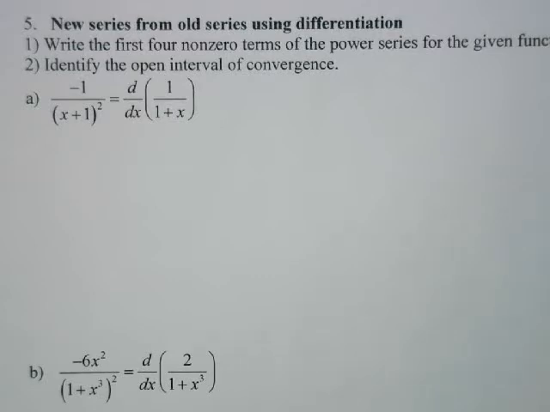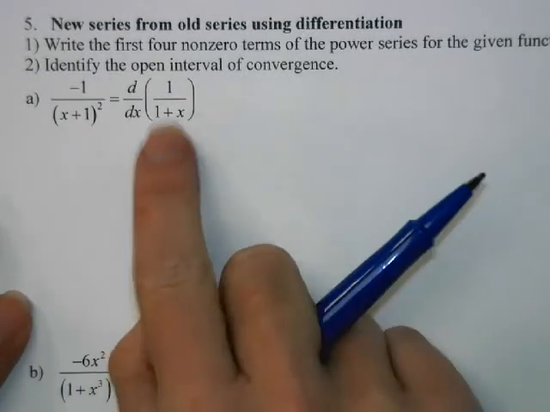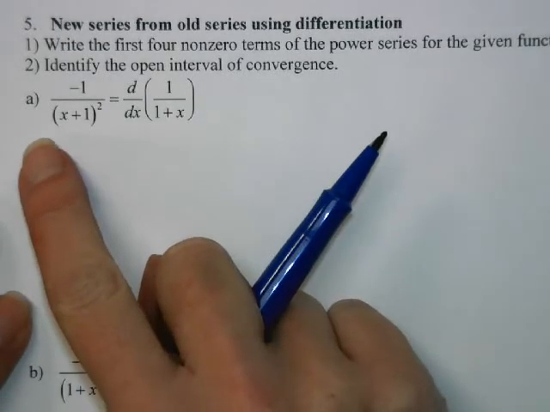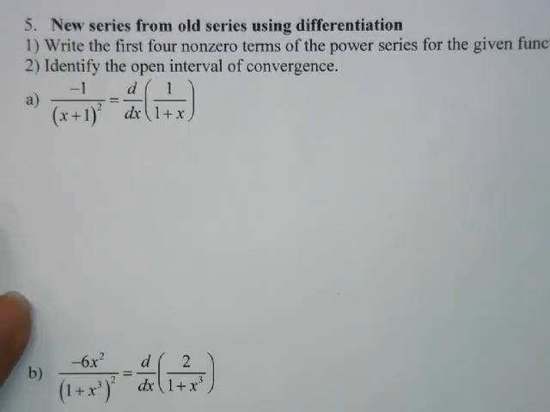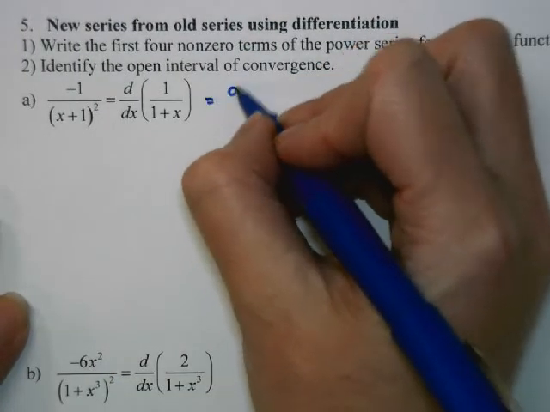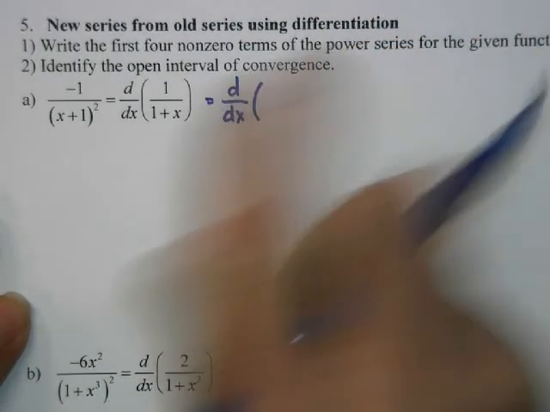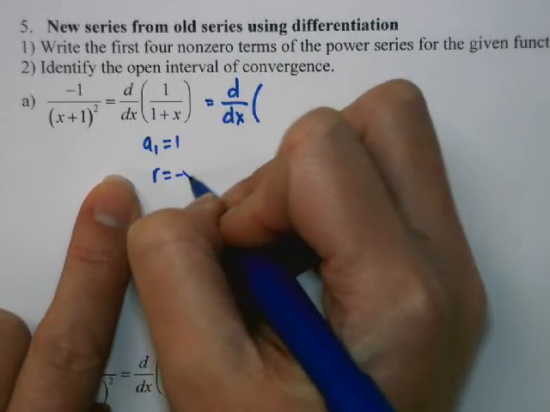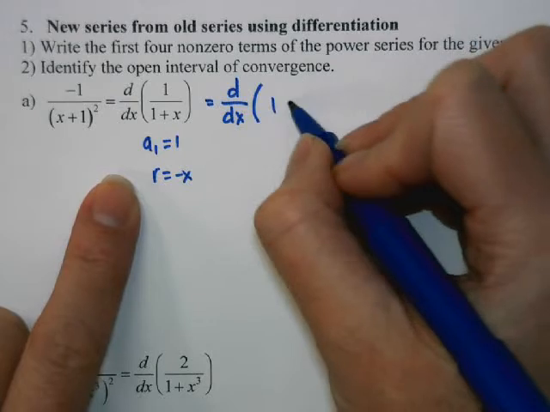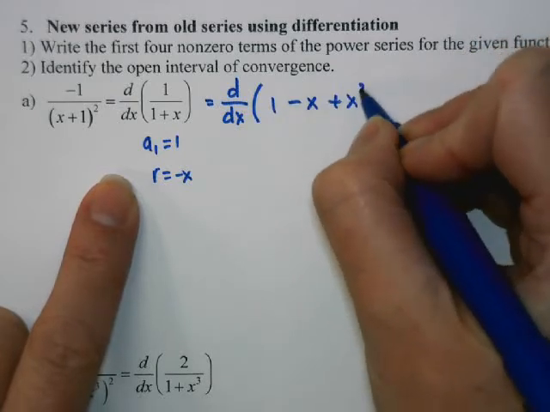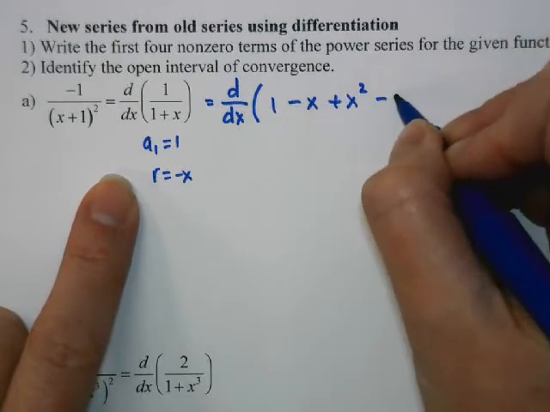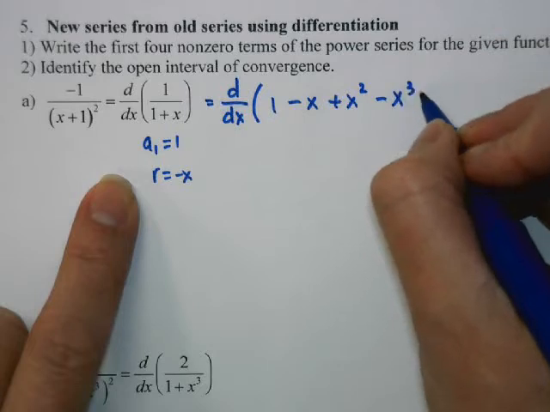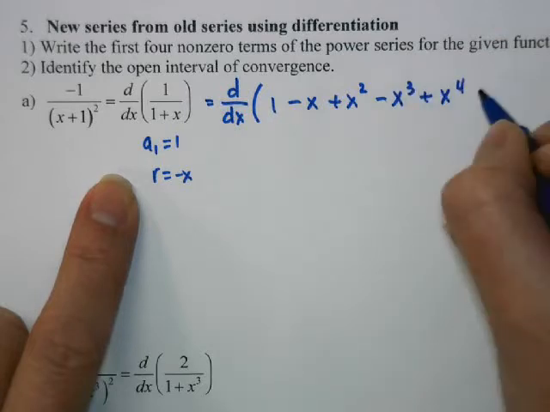All right, now we're going to create a series from an old series using differentiation. If I take this derivative, this is my result. Well, the same is going to be true for this series. So I'm going to write this series out. a1 is 1, r is negative x. So we're going to have 1 minus x plus x squared minus x cubed plus x to the 4th.